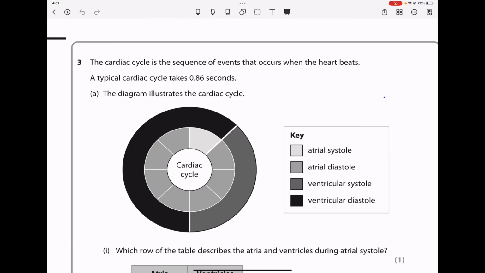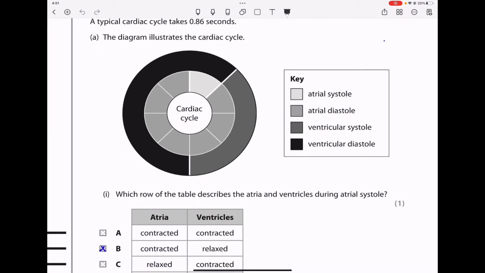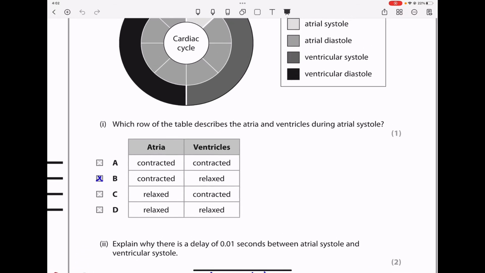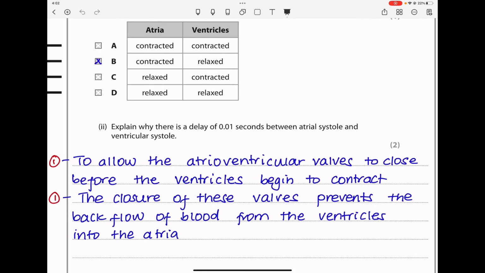Question 3. The cardiac cycle is a sequence of events that occurs when the heart beats. A typical cardiac cycle takes 0.86 seconds. The diagram illustrates the cardiac cycle, which is this one here. And for the key, we have atriosystole, atriodiastole, ventricular systole, and ventricular diastole. So here they ask which row of the table describes the atria and ventricles during atriosystole. Atriosystole is the contraction of the atria, so we expect the atria to be contracted and the ventricles to be relaxed, so B should be the answer.